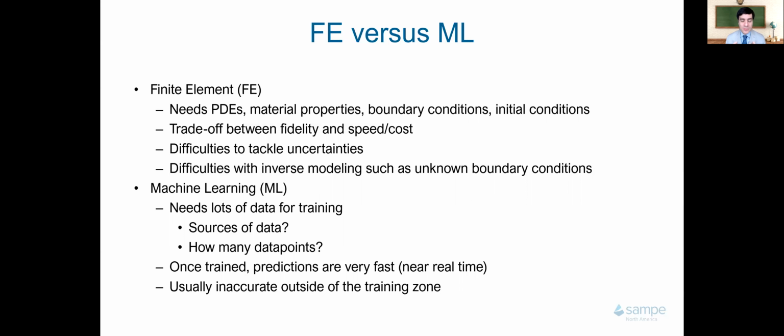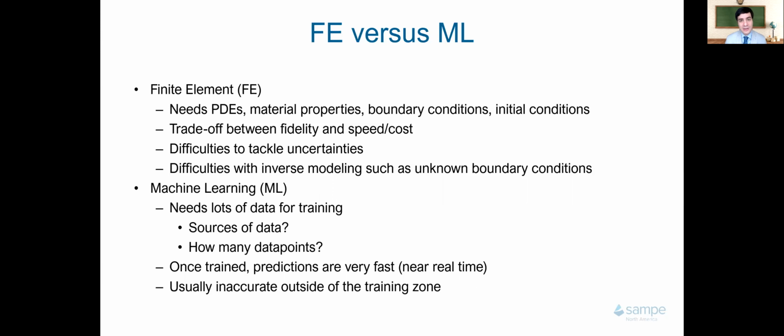But as you make your model more complex and capture more physical aspects of the problem, it becomes slower. It becomes also more difficult to characterize. It becomes more expensive. These finite element models usually have difficulties tackling uncertainties. For example, unknown boundary condition, which is a very common thing in manufacturing process, they have difficulties addressing that.